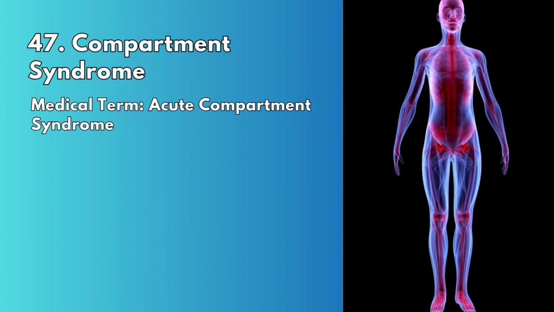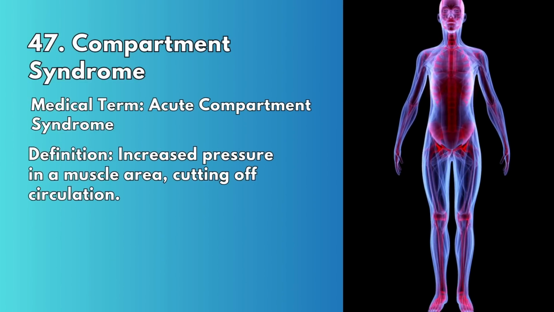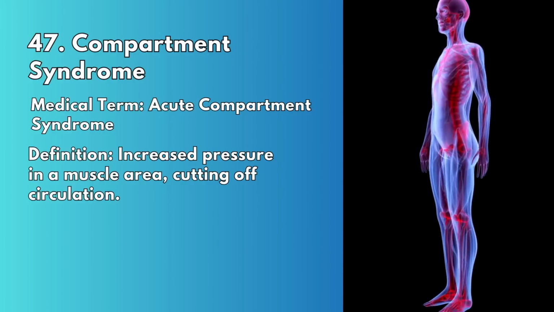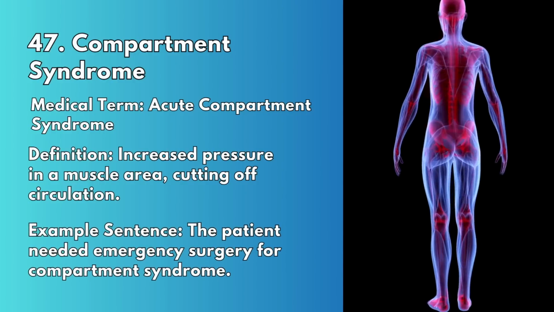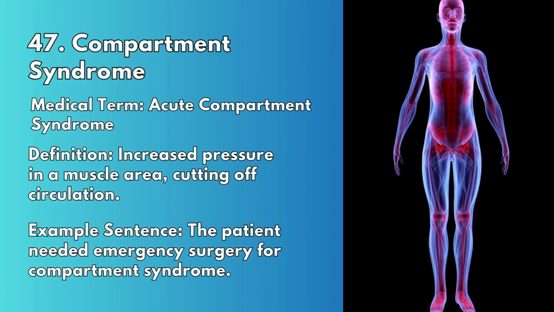Compartment syndrome, or acute compartment syndrome, describes pressure in a muscle area, cutting off circulation. Let's take a look at our example. The patient needed emergency surgery for compartment syndrome.